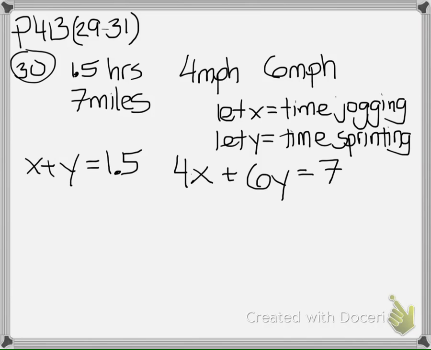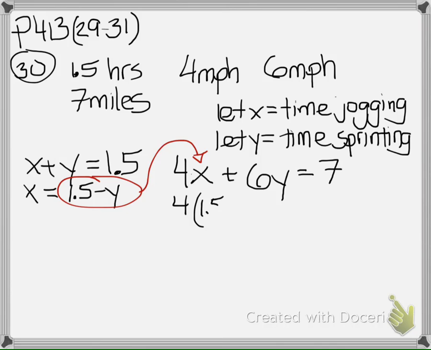We can then take what we've learned in class and we can either use substitution or we can use elimination, or graphing for that matter, to solve this problem. Let's go ahead and use substitution. x is equal to 1.5 minus y. I'm going to take that and plug it in my other equation where I see x. That says 4 times (1.5 minus y) plus 6y is equal to 7.